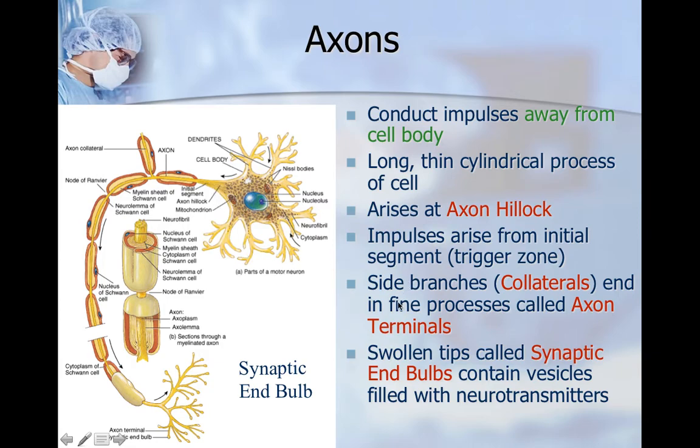And there could be side branches of axons, which are called collaterals. And the fine processes down along here that make contact with maybe a muscle cell or other neuron would be the axon terminals. The swollen tips at the end of the axon terminals are called the synaptic end bulbs. The synaptic end bulbs, if you remember, are the things that contain the vesicles filled with neurotransmitters. And when we studied muscles last unit, it was the synaptic end bulb that came into the neuromuscular junction.